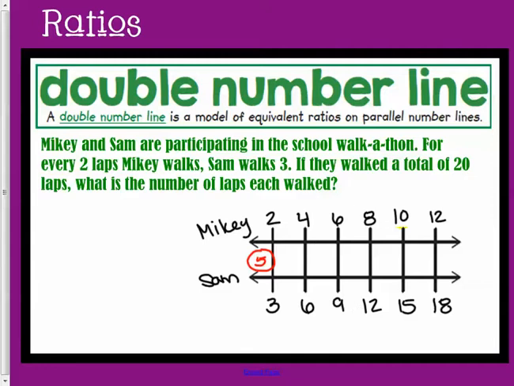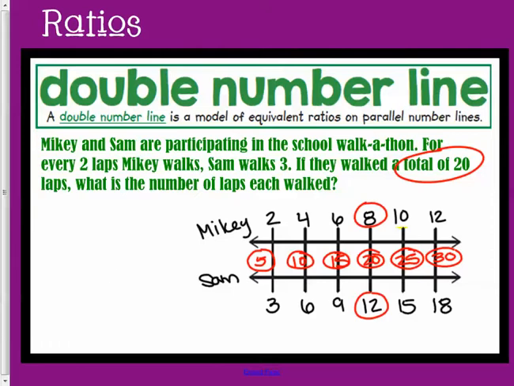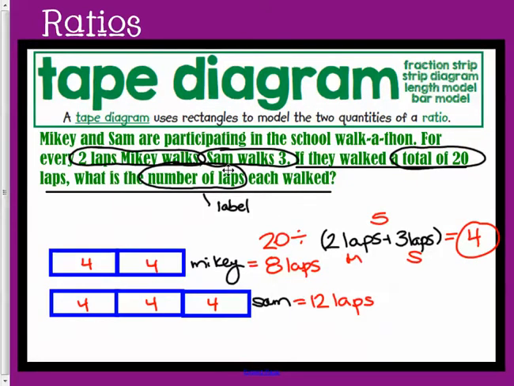Okay, so now let's find their totals. 4 and 6 make 10, 6 and 9 make 15, 8 and 12 make 20. Do you see that these are also going up by the same amount? They should. Okay, so where do we see a total of 20? Right here at 8 and 12. And if we look at our tape diagram, that was our answer. So you can use either to help you solve.